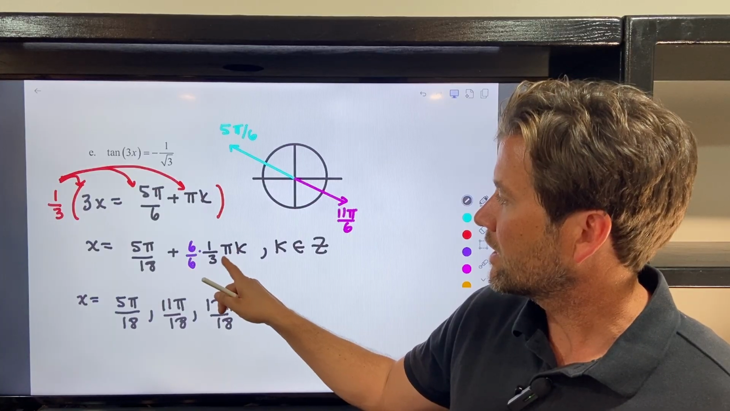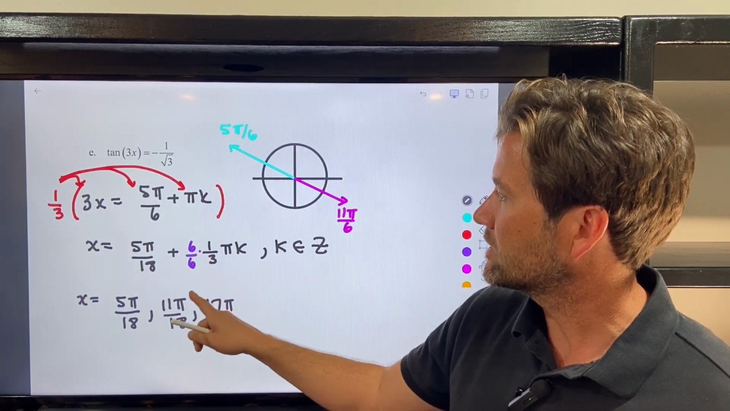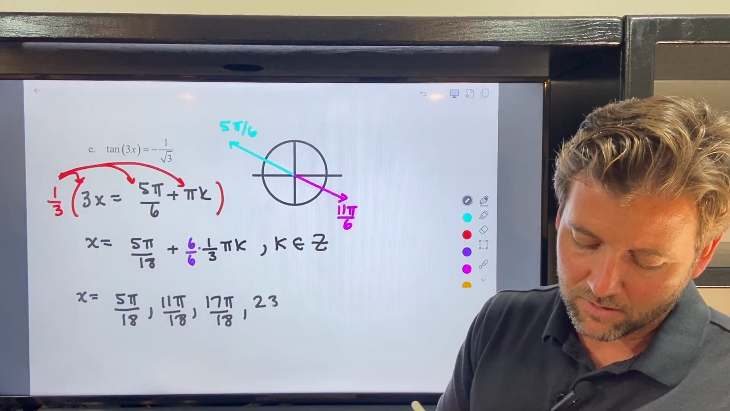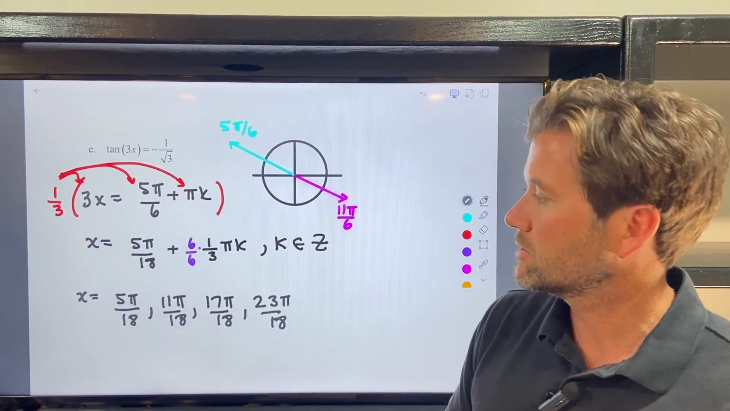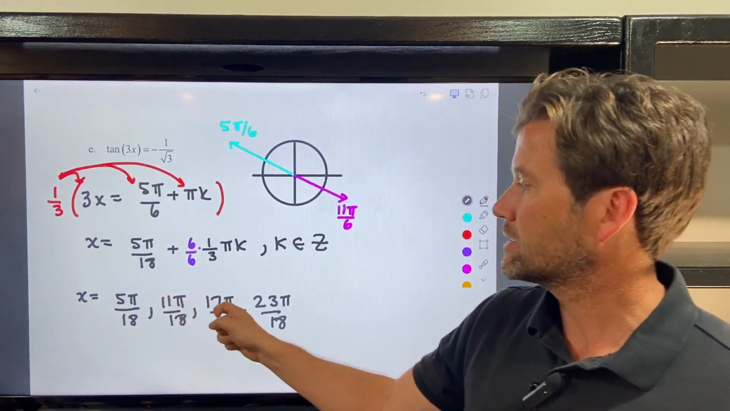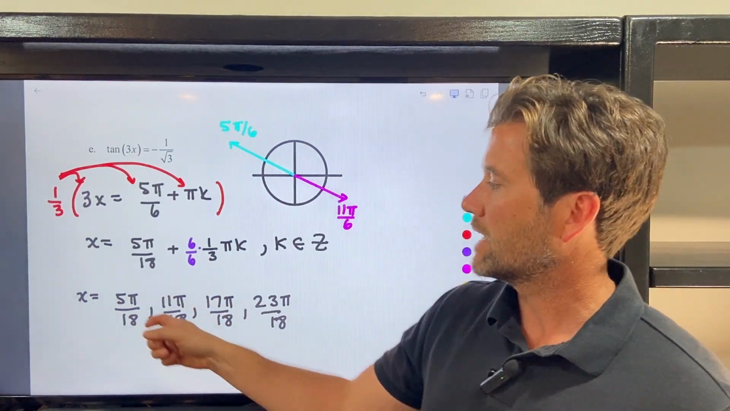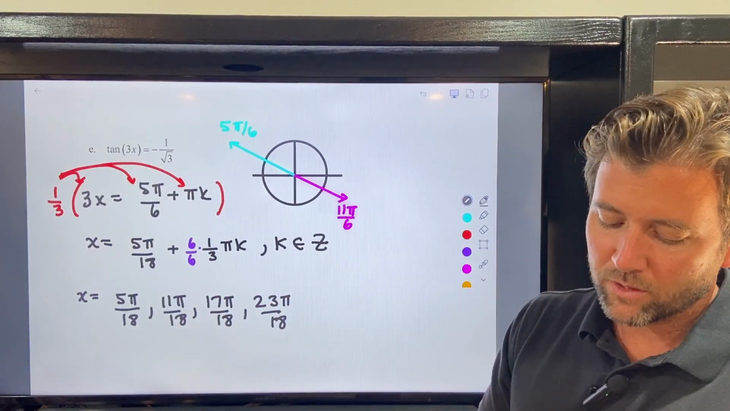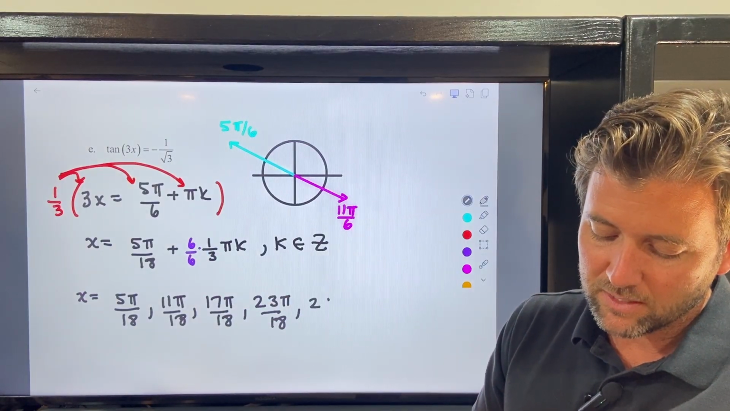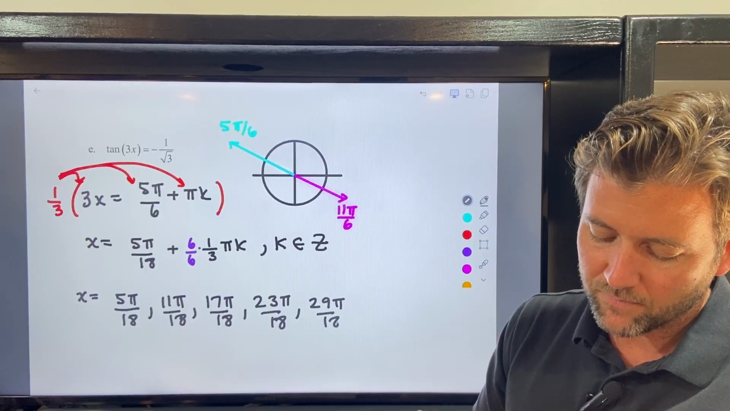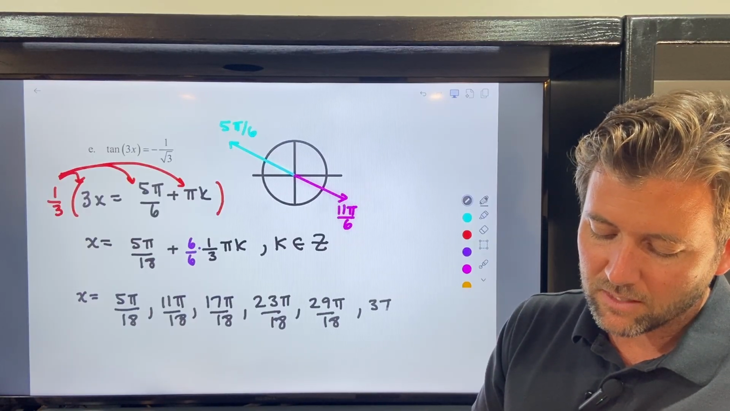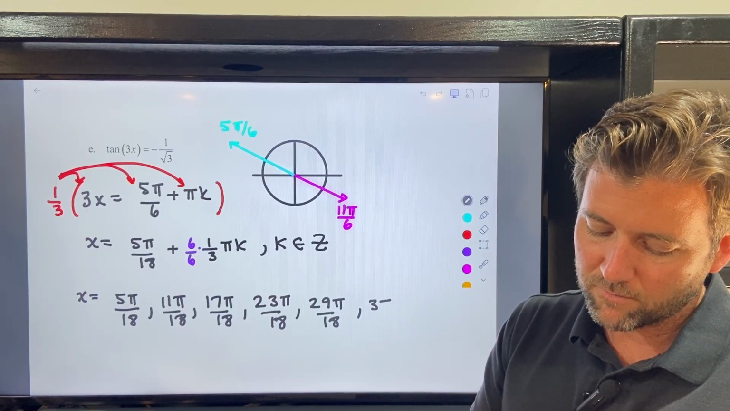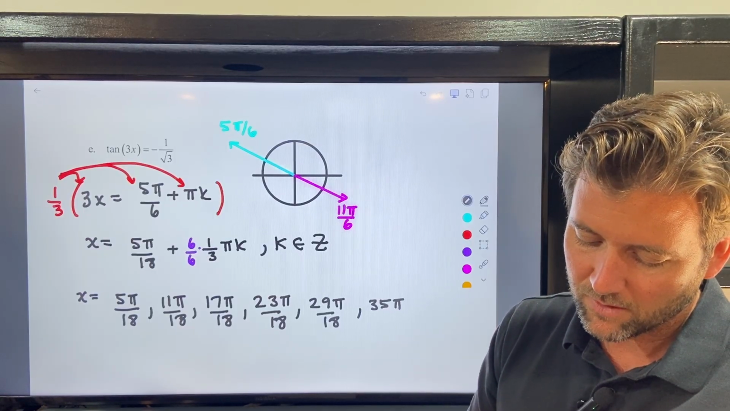If I plug in 3 for k, I'd have 18 pi over 18 plus 5 pi over 18 would be 23 pi over 18. You can see the pattern is the numerator is going up by 6 pi. I'm adding 6 pi over 18. That's what this number is right here. So that's 23 pi over 18. I'm going to add 6 pi over 18 again. I get 29 pi over 18. Whoops, I'm adding 6 pi, so that's 35 pi over 18.